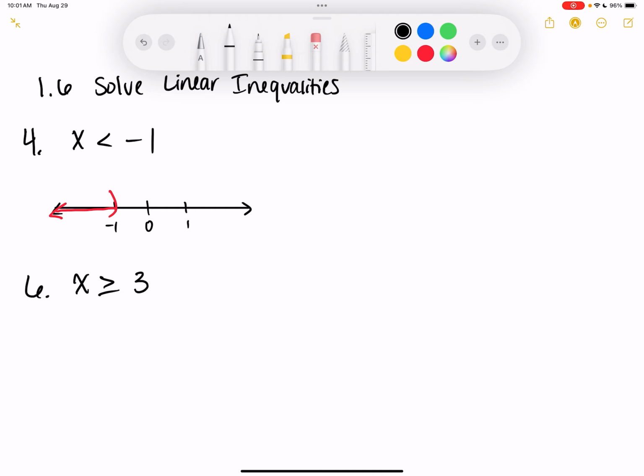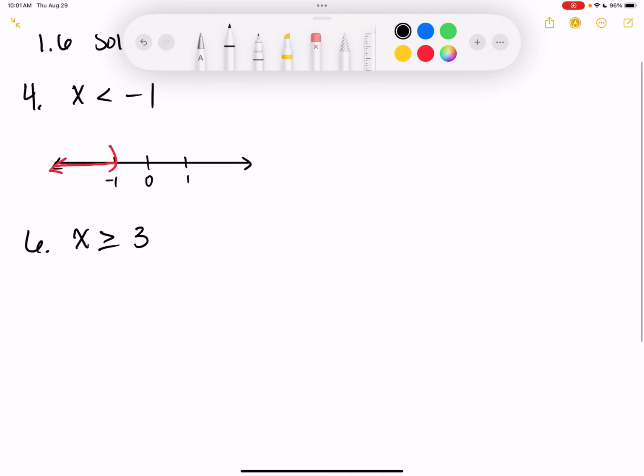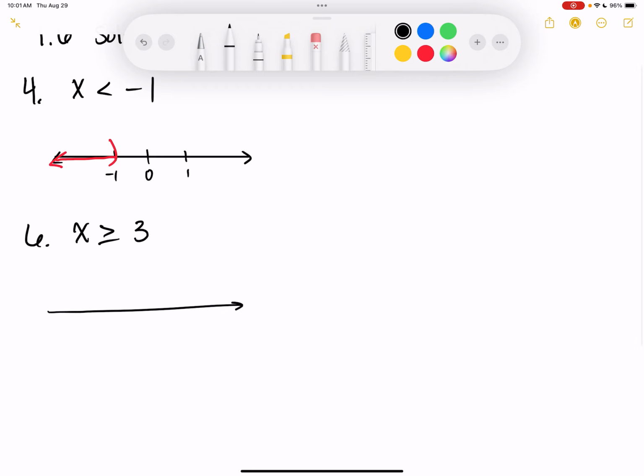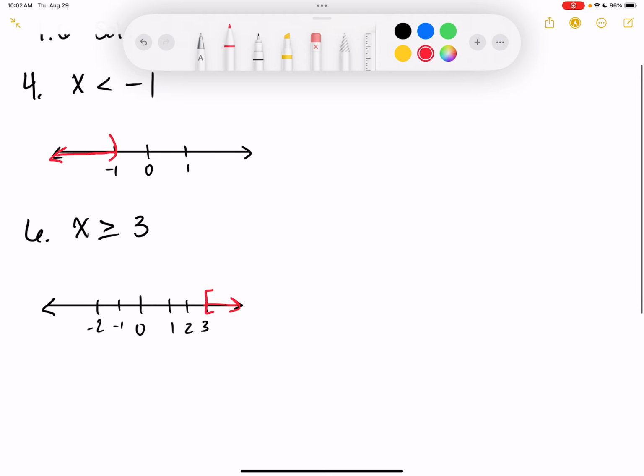All right, x greater than or equal to 3. This is the bracket one. So which way does this one go? To the right. And it's a bracket, so bracket. We okay on those kind? Yeah. Cool.